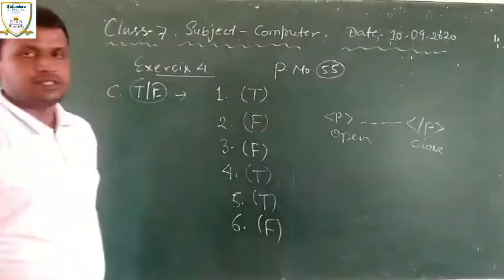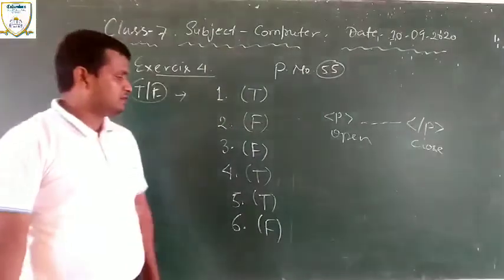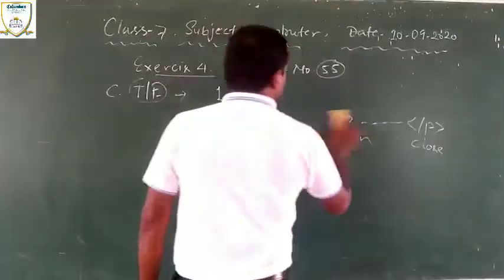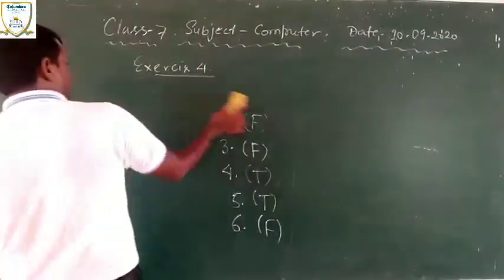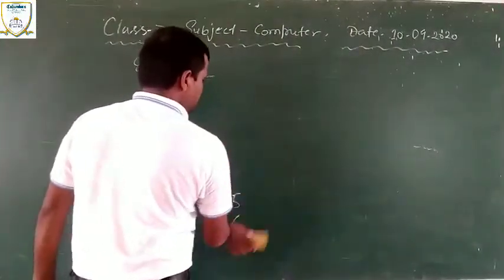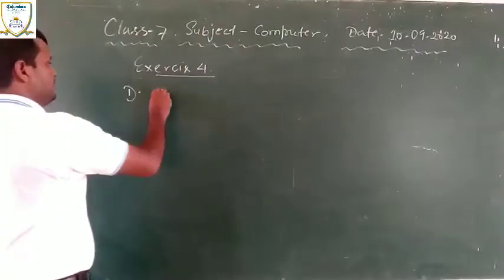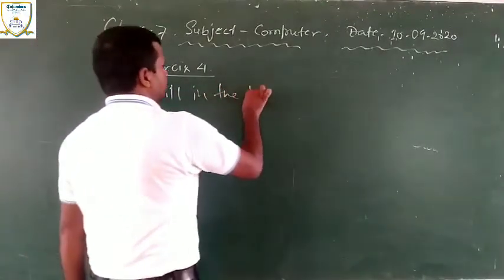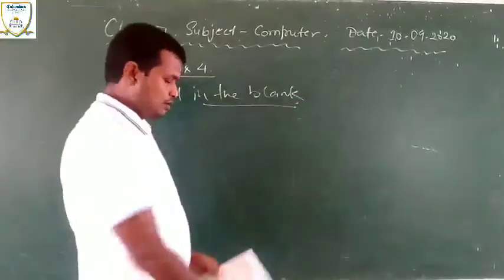So now I will just point out: first true, second false, third false, fourth true, fifth true and sixth false. C is completed. Now come to D, fill in the blank.